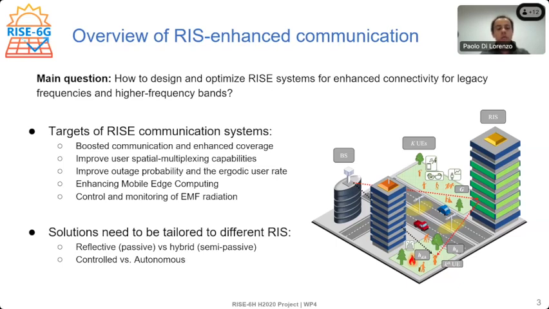As we will see, the solutions that we have found need to be tailored to the different RIS hardware that we have at hand. For instance, we might have only reflective, so fully passive architecture, or hybrid, as George was showing in his presentation, where we have some active elements that can perform more sophisticated operations. Or controlled versus autonomous, where in the first case we have an external entity that controls the RIS, or in the second case we have an autonomous RIS that has to set up by itself.